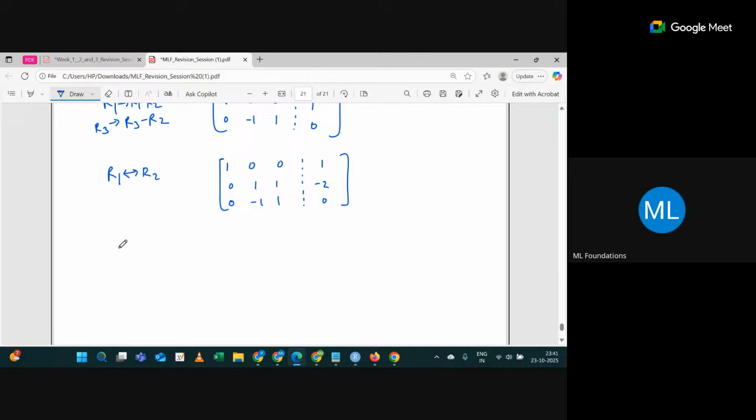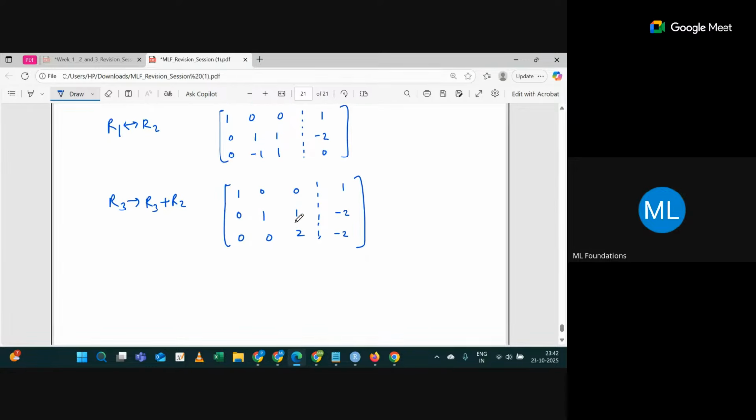Now what next can I do? R3 such that R3 plus R2, right? So it's 1, 0, 0, 0, 1, 1, 0, 0, 2, right? It will be 1 minus 2 and minus 2. Yes, right? I think now we can solve it, yes or no?